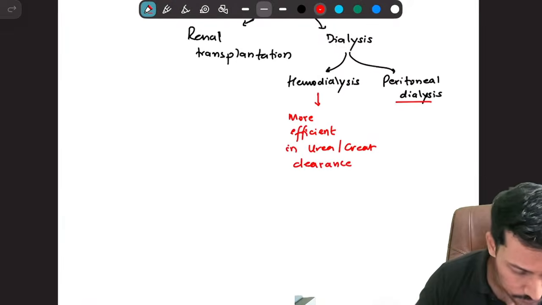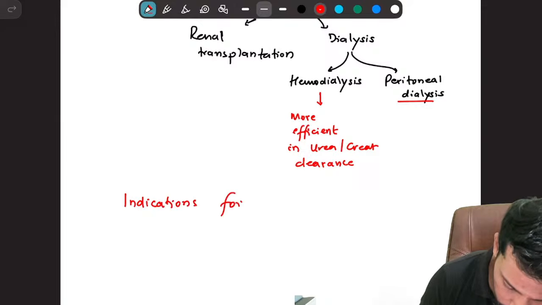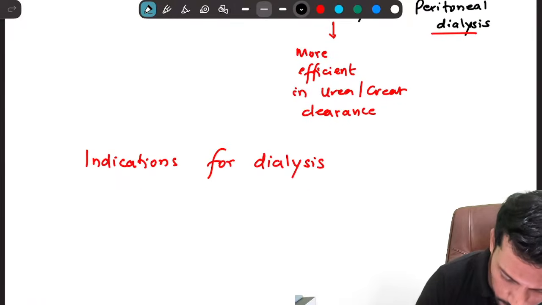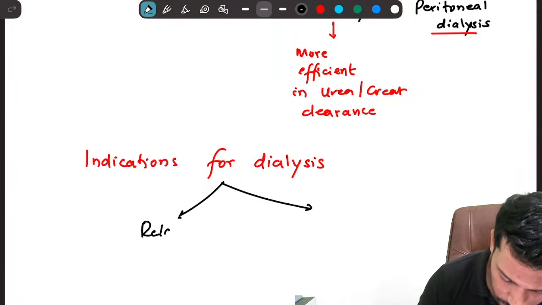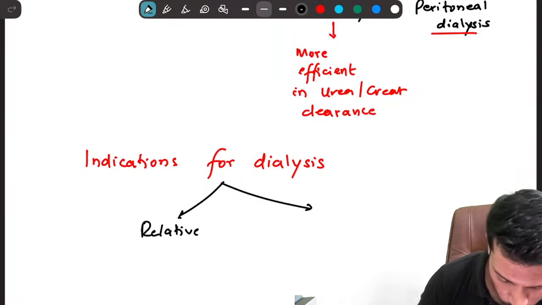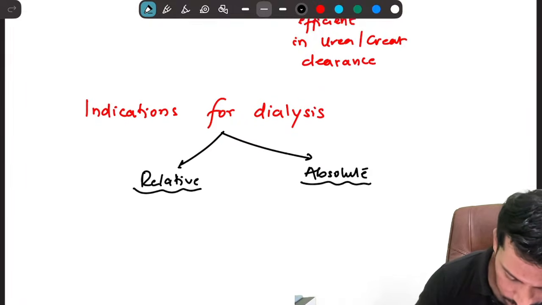So now coming to the indications, why or when we need to do dialysis. So the indications for dialysis, we will talk about them under two headings. The relative indications, where you can try to manage them with other modes, and absolute, where you don't have a choice. So what are the relative indications?